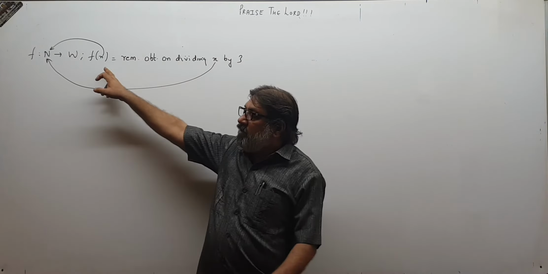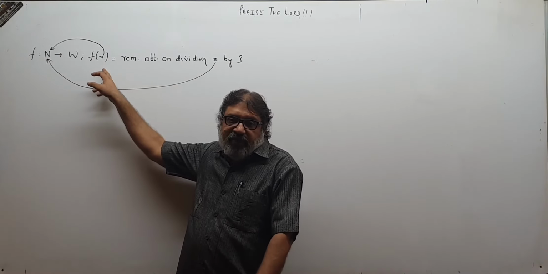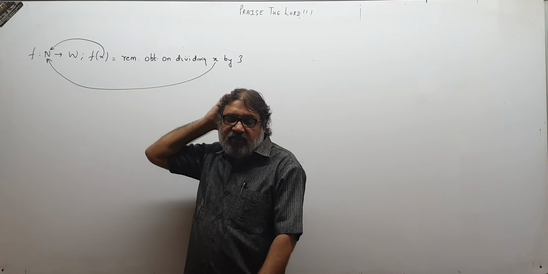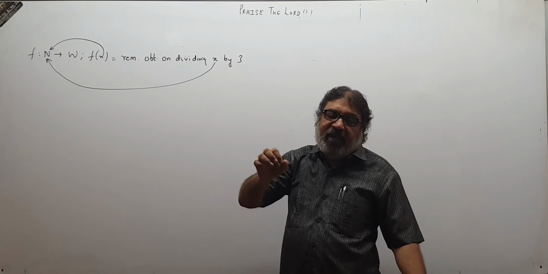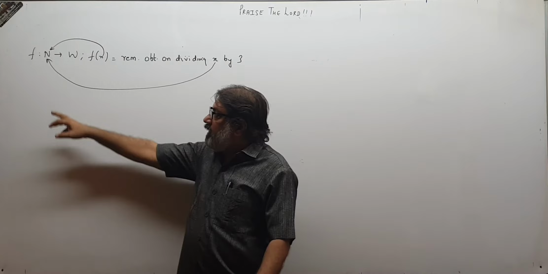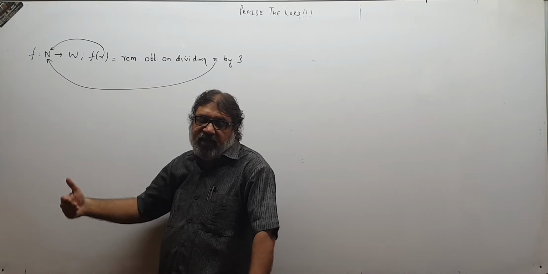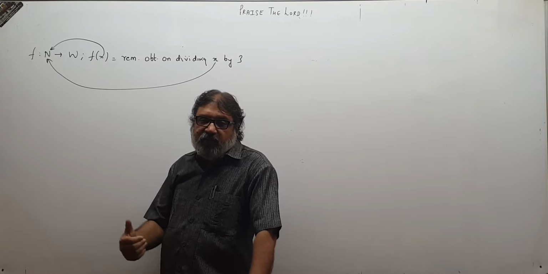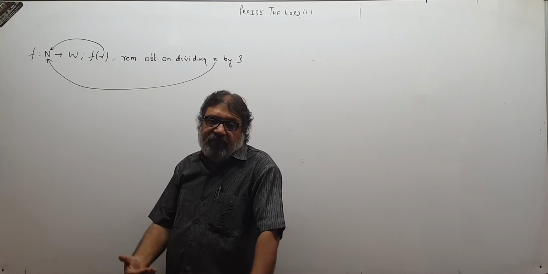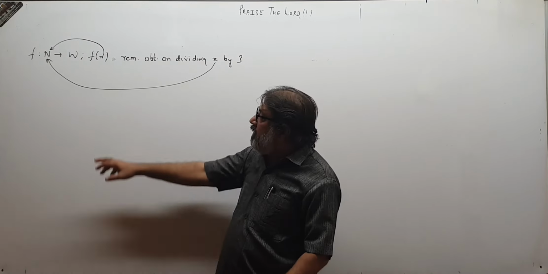To understand how we are going to get the value of the function, he says f(x) is what? It is the remainder obtained on dividing x by 3. You take up x from here, natural numbers 1, 2, 3, 4, 5, 6, 7, 8, like this. Divide your x by 3. Whatever remainder you get, that will be the value of the function.